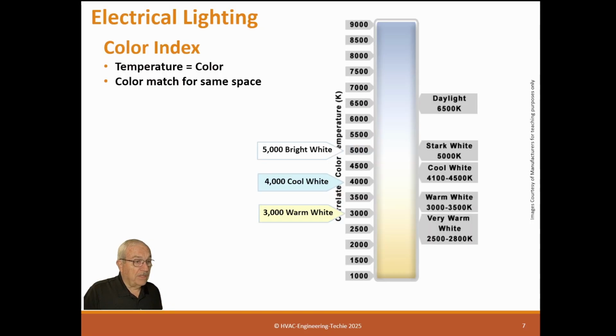In the evening, it's 3,000. So your body knows the difference between 3,000 and 5,000. It definitely knows. So if you're getting ready to go to sleep, you do not want to be in 4,000 to 5,000 Kelvin lights, because your body's saying, wow, I've got to stay awake. I've got to be here.